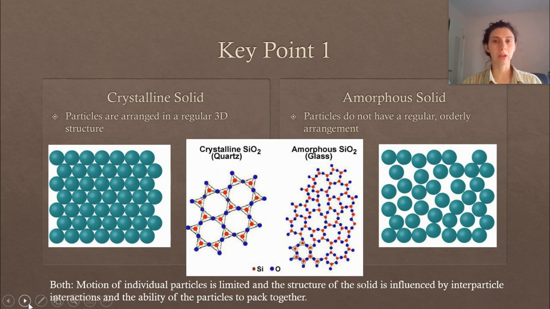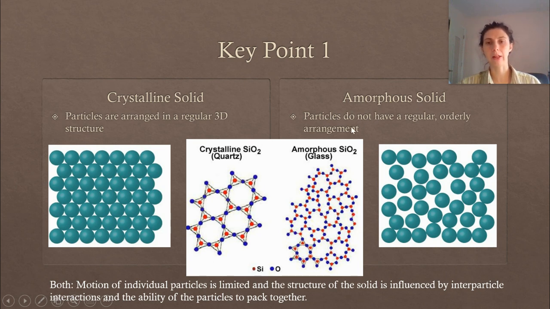The first key point is that there are two types of solids, crystalline solids and amorphous solids. Crystalline solids have particles that are arranged in regular 3D structures. You can see here we have very ordered particles, and an example of this would be quartz, where it's silicon dioxide. So we have our silicon and two oxygens in this repeating pattern.